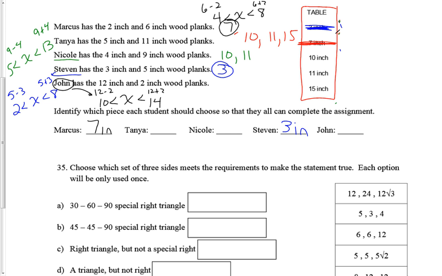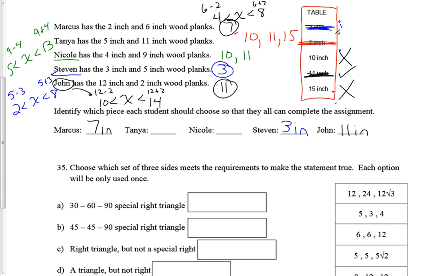So is 10 bigger than 10? No, that will not work. Is 11 bigger than 10 and smaller than 14? Yes. Is 15 bigger than 10 and smaller than 14? No. So the only one that will work for John is the 11-inch plank.